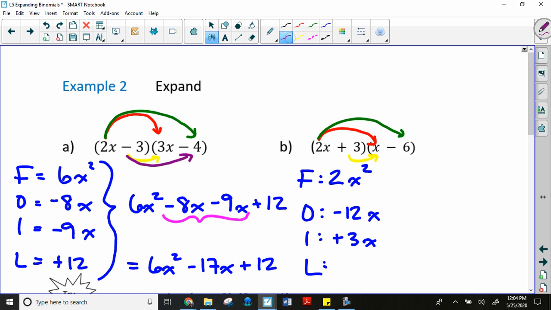And then +3 times -6, positive times negative gives us a negative. 3 times 6 is 18. All right, let's put them all together. That was a little aggressive.